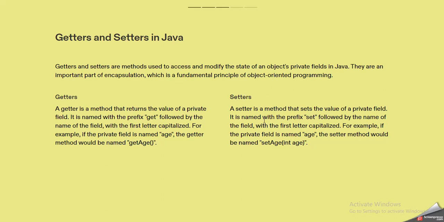Similarly, a setter is also a method, and it sets the value of a private field. It is named with the prefix set followed by the name of the field, with the first letter capitalized.